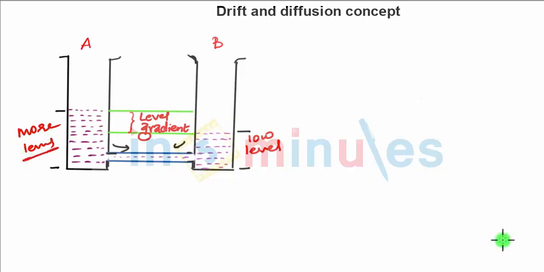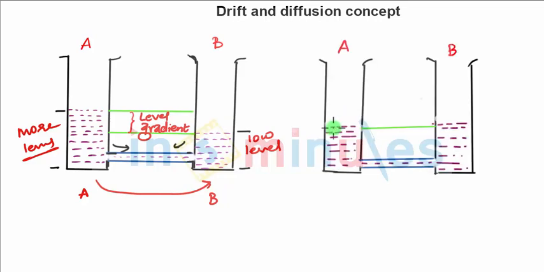Now because of the difference in the level, what will happen? The water from the higher level will flow towards the water at the lower level. So water will flow from jar A towards jar B. Now what will happen after some time? Once the level gets settled, your final output will be like this. You have the same level of water in both the jars.